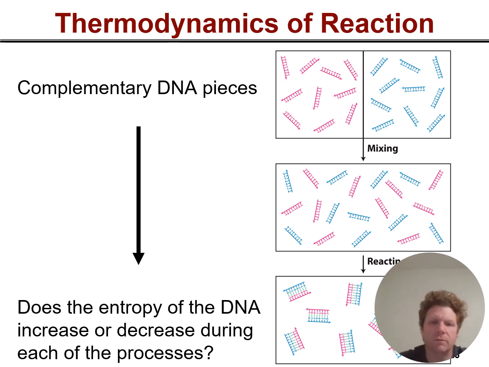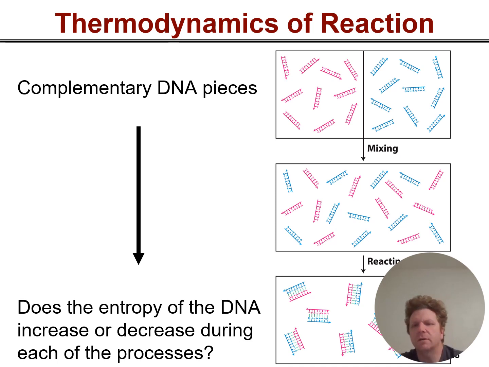Now, thermodynamics of a reaction. Here on the right-hand side, we've got short pieces of synthetic DNA existing as single strands. When you mix those single-stranded pieces of DNA together, what's going to happen eventually is they are going to aggregate together and basically reform and make a system more ordered. So now this question: does the entropy of the DNA increase or decrease during each of the processes?